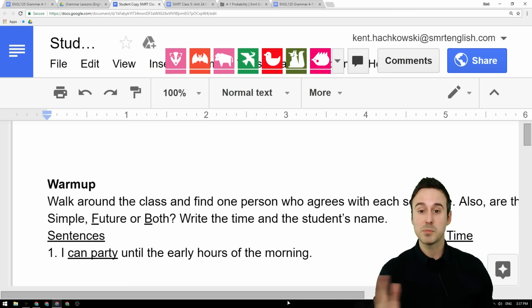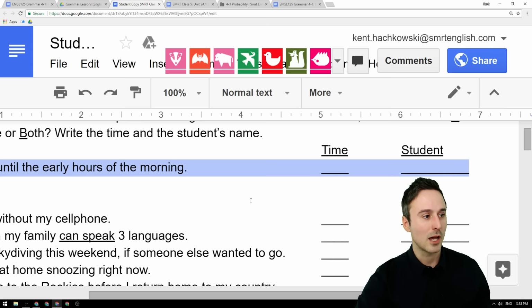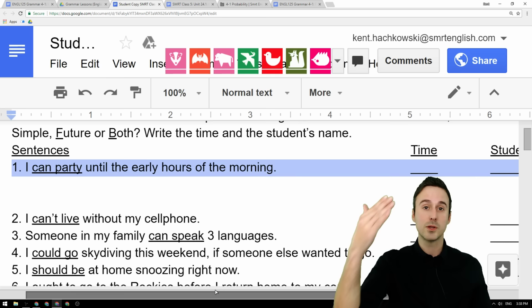Read the sentence. We're going to start with one. And I want you to tell me some more information about it. And I also want you to tell me the time. Just up here, I want you to tell me what is the time. Is it a present time or is it a future time? Because that's what we're going to be looking at, these two things with modal verbs today.